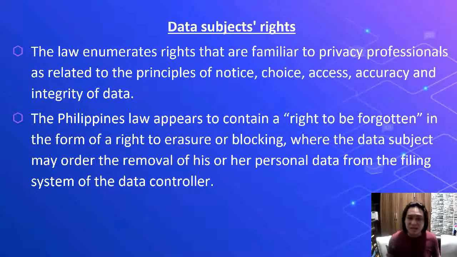So for the data subjects' rights, the law enumerates rights that are familiar to privacy professionals as related to the principles of notice, choice, access, accuracy, and integrity of the data. So the Philippines law appears to contain the right to be forgotten in the form of a right to erasure or blocking, where the data subjects may order the removal of his or her personal data from the filing system of the data controller.